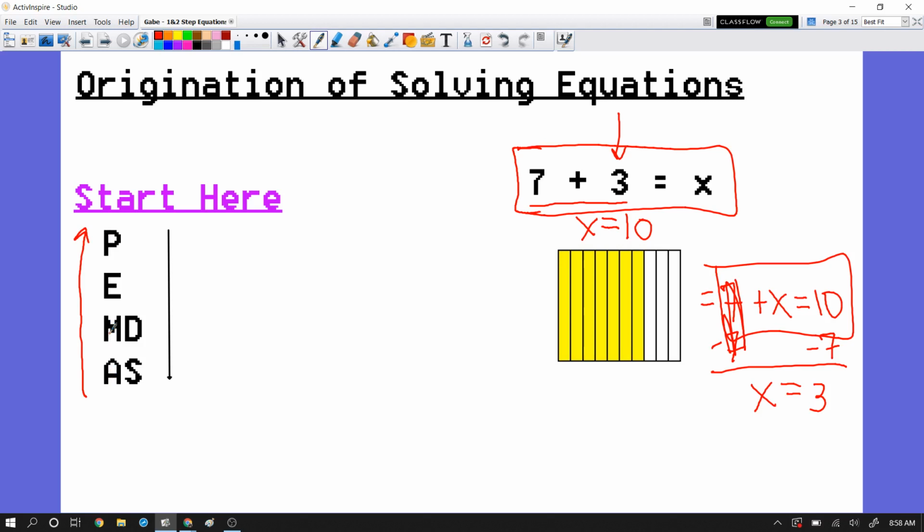Working your way backwards using PEMDAS will make more sense when you get into multi-step equations. This is the most simplistic example I could possibly provide. So this is the origination of solving equations. And we'll continue to review PEMDAS in reverse as we solve.